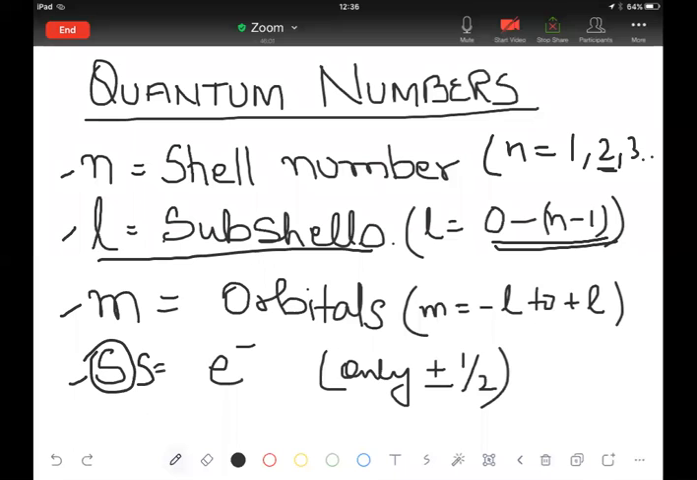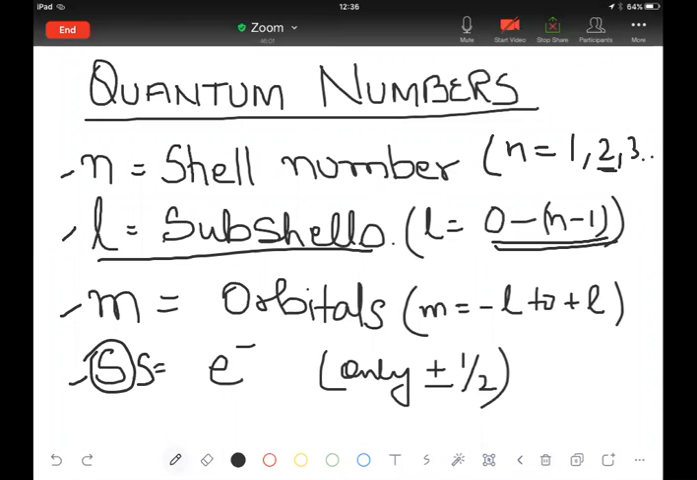So once N is given, then you need to know L. Once you know the L, then you will start talking about the value of M. When you are talking about the value of M, the permissible values of M will be from minus L to plus L through 0.